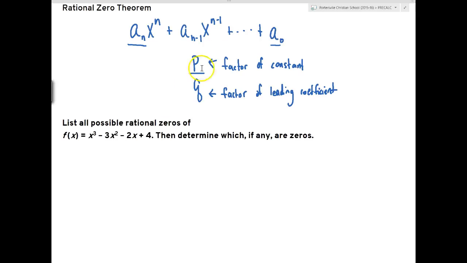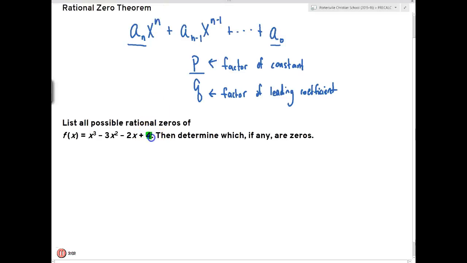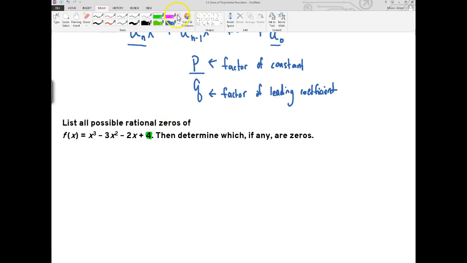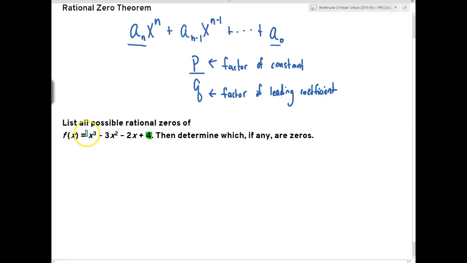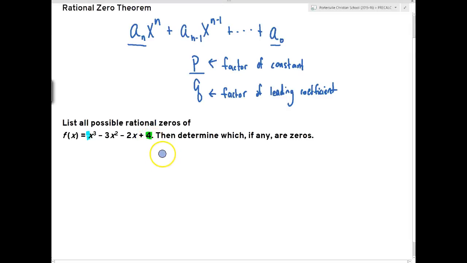So our first example here tells us to list all the possible rational zeros of f of x equals x cubed minus 3x squared minus 2x plus 4, and then determine which ones are zeros. So the first thing we want to do is take a look at our constant, and we also want to take a look at our leading coefficient, which in this case is 1. So on the top of our fraction, all of our possible factors of 4 would be plus or minus 1, plus or minus 2, and plus or minus 4. Those are all the possible factors of 4.